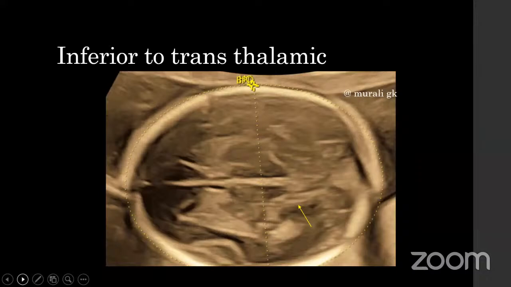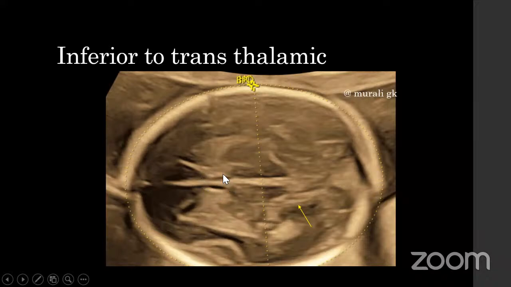Just inferior to the transthalamic level, you do get to see something similar to cavum septum, but here it's not interrupted. You're seeing the falx. The falx is uninterrupted, right? And these are the fornicial columns. Okay, these are the fornices.